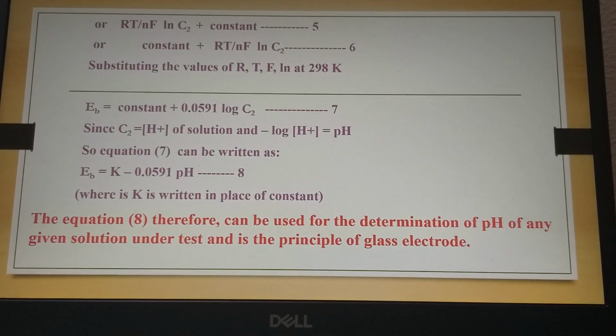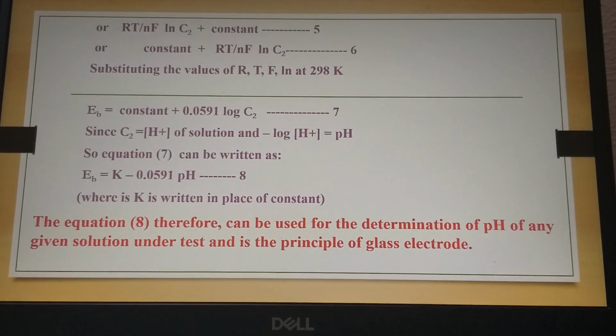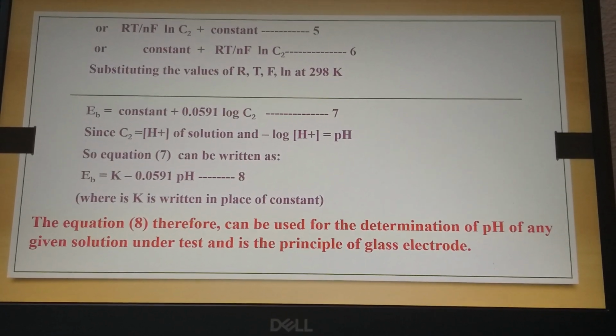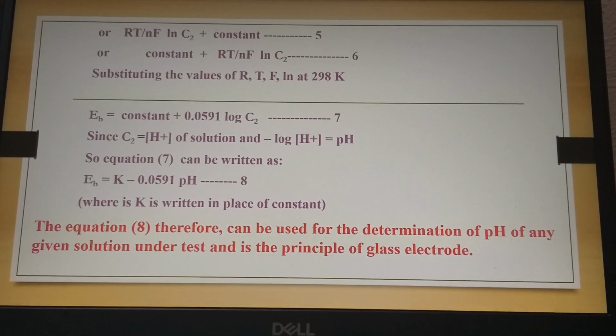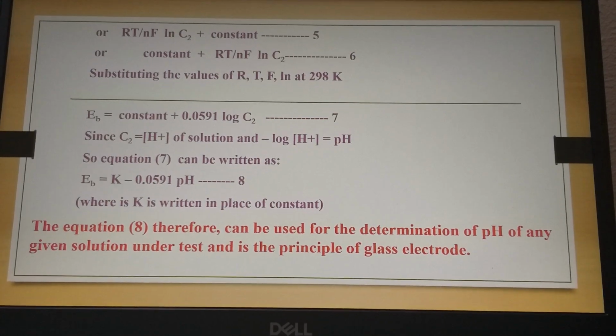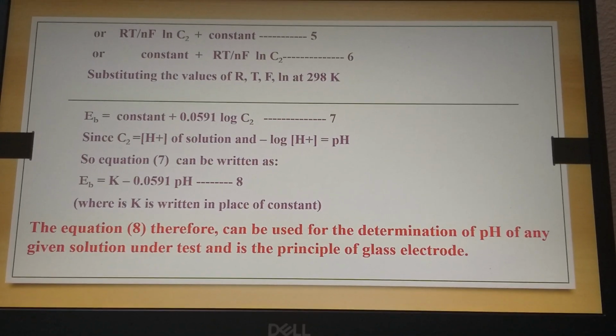And we know that negative log of hydrogen ion concentration is equal to pH. So the equation can be written as E_b is equal to K minus 0.0591 pH.